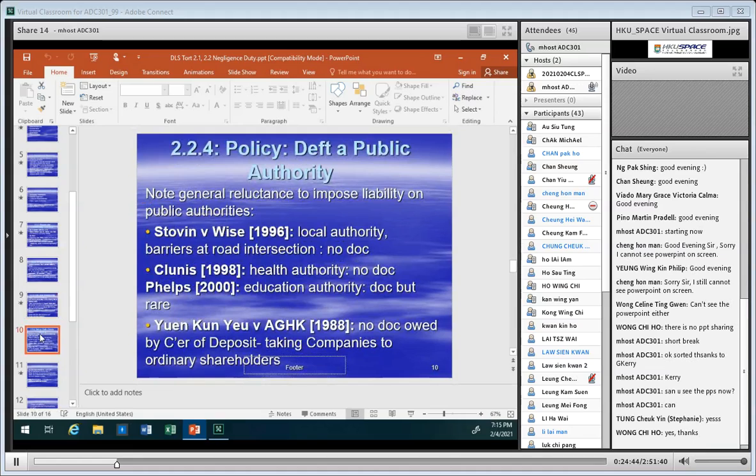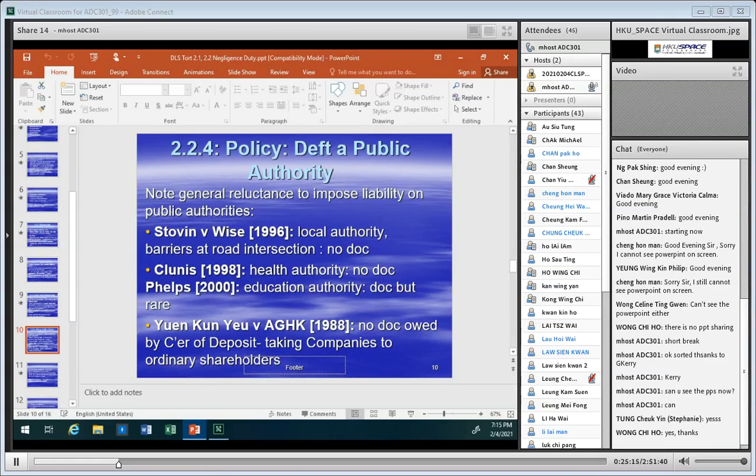And then, of course, policy will restrict the application of a duty of care, particularly when the defendant is a public authority. I've got these cases of Stovin, Wise, and others on the screen. They were public authorities, and the court found no duty of care was owed in those cases. However, it is possible a duty of care could be held in some cases involving a public authority, but it would be very, very, very rare.